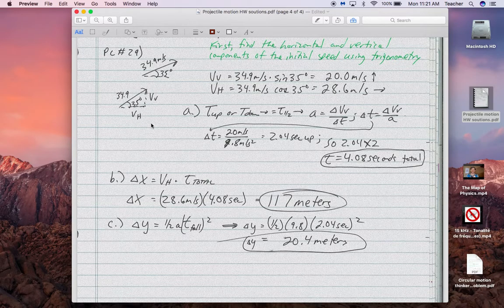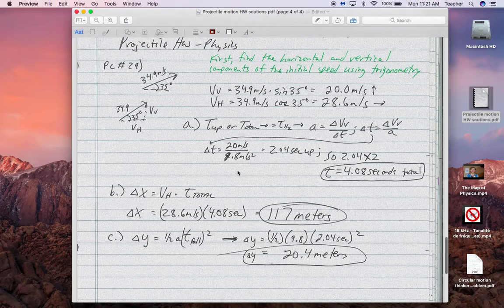You can always use 10 meters per second squared instead of 9.8. That would round things off a little bit. So no worries with that. Hopefully that's helpful.